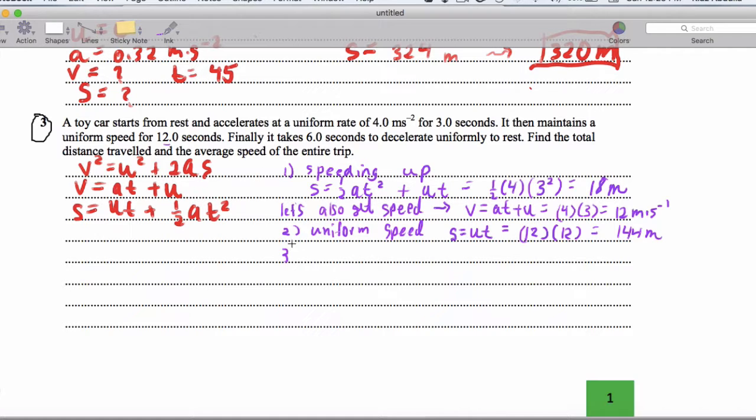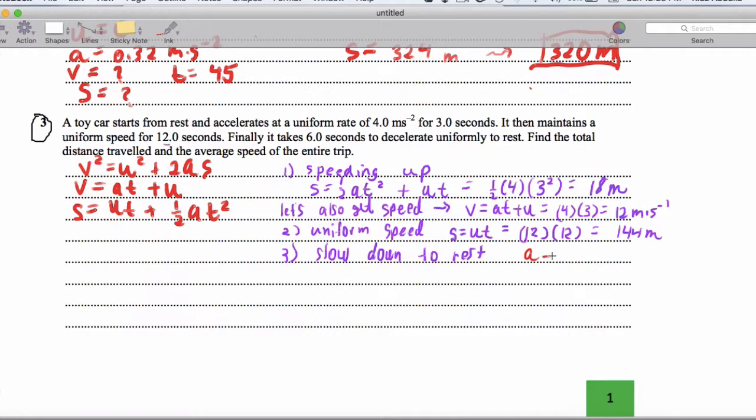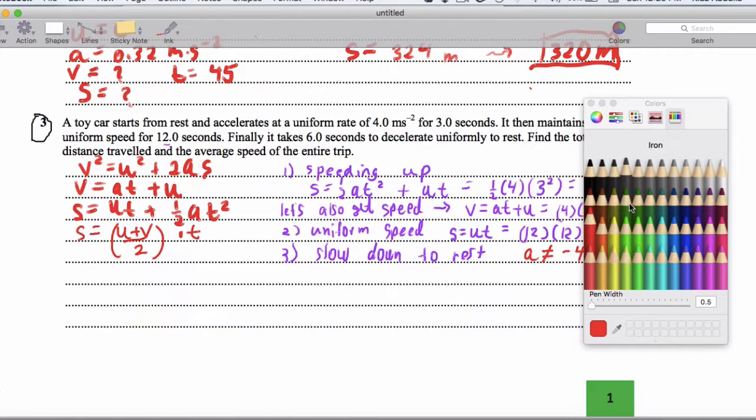So finally, we're going to slow down to rest. Okay. Now we could use an acceleration formula here. I want to be clear on one thing: the acceleration in this part is not equal to -4. And I'm going to show you that in a second. But first I'm going to use a formula that I don't use as often to get distance, which is U plus V over 2 times T. And I'm going to use that formula to get the distance covered for the last part of the trip.